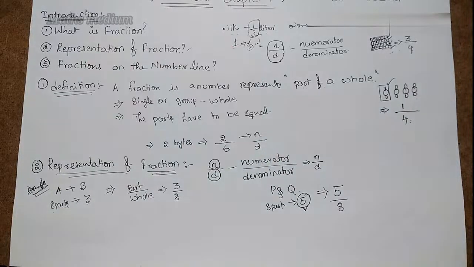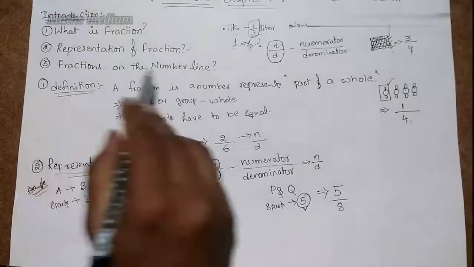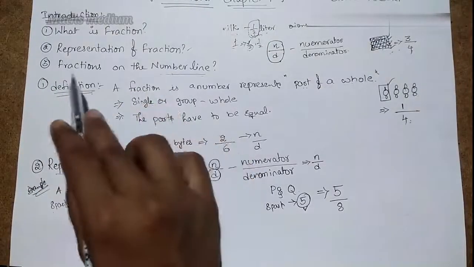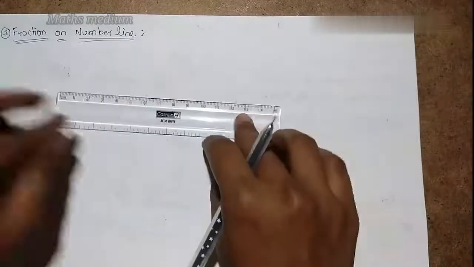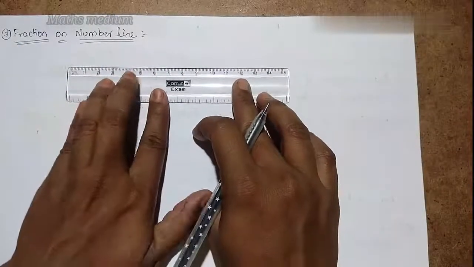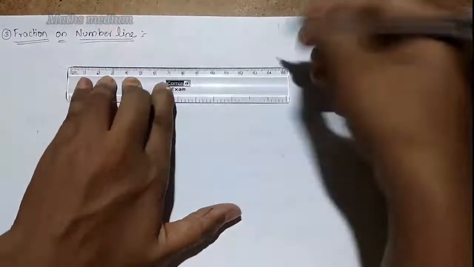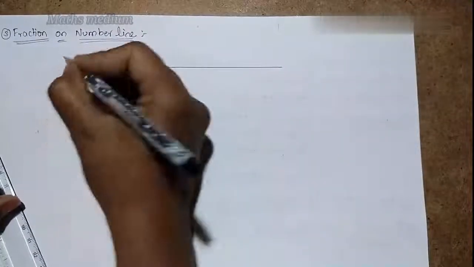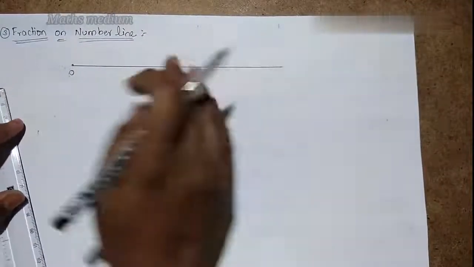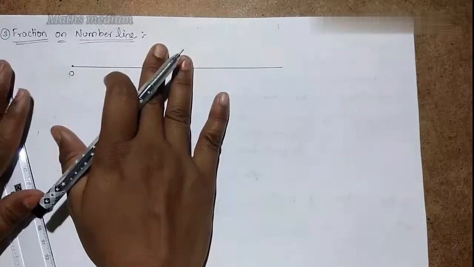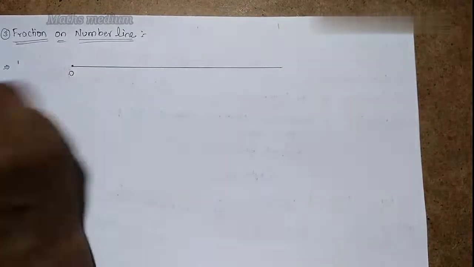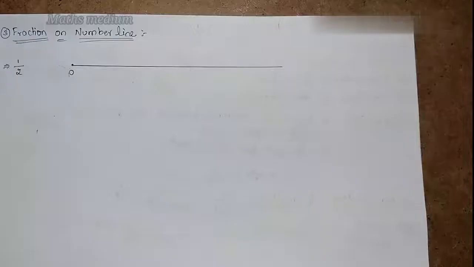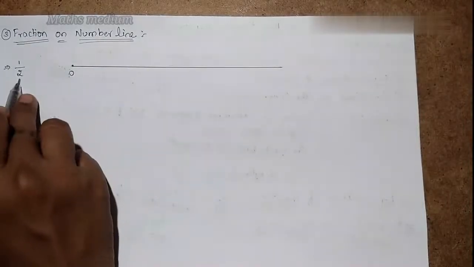Next, coming to the representation of fractions on a number line. How are we going to represent a fraction on a number line? That is the topic. Take the help of the scale and make a line, that is a number line. Let it be 0. Now there is no need to represent negative values, so I am taking only positive values here. Let's take an example of 1 by 2, that is half. Now represent that half on a number line.